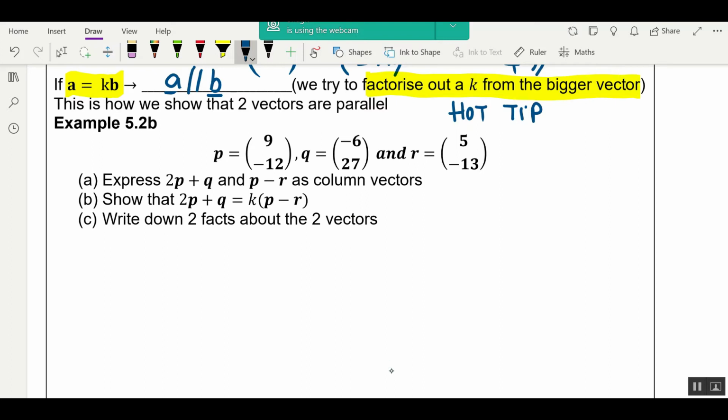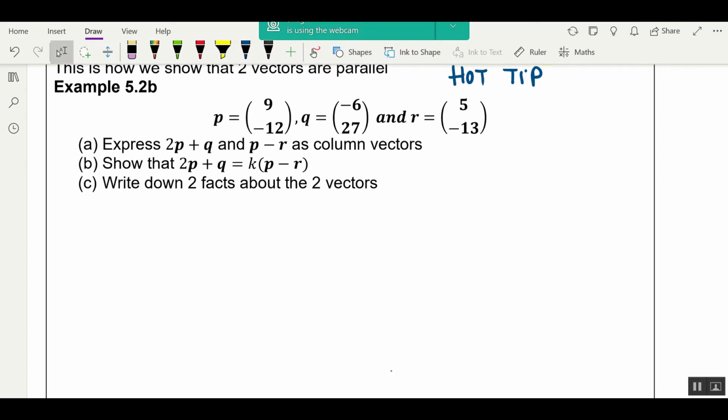Express 2p plus q and p minus r as column vectors. So first, I write 2p plus q.